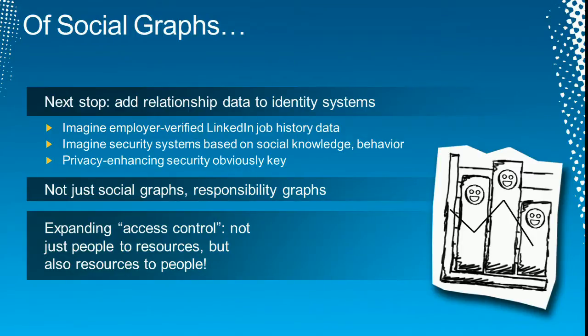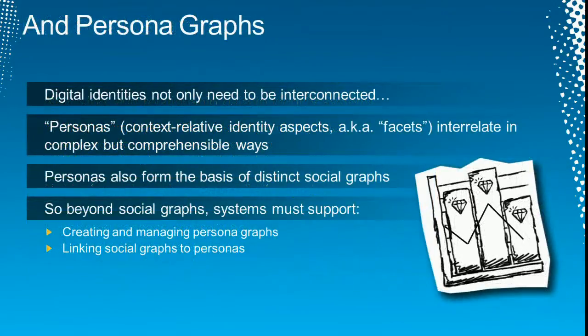So there are already notions of responsibility relationships inside of our identity systems, but now we're talking about maybe making those more of a first-class element, something that you can reason about, something that you can program, something that you can write policies about. And I've mentioned again before this notion of access control, very general. It applies to all kinds of resources. And persona graphs are also very important.